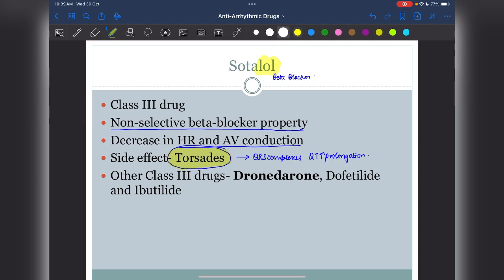Okay, other class 3 drugs that you can know about, one you need to know the name of is dronedarone. There is dofetilide and ibutilide, but you don't need to remember the names of those as such. But do know about dronedarone, sotalol, and amiodarone.